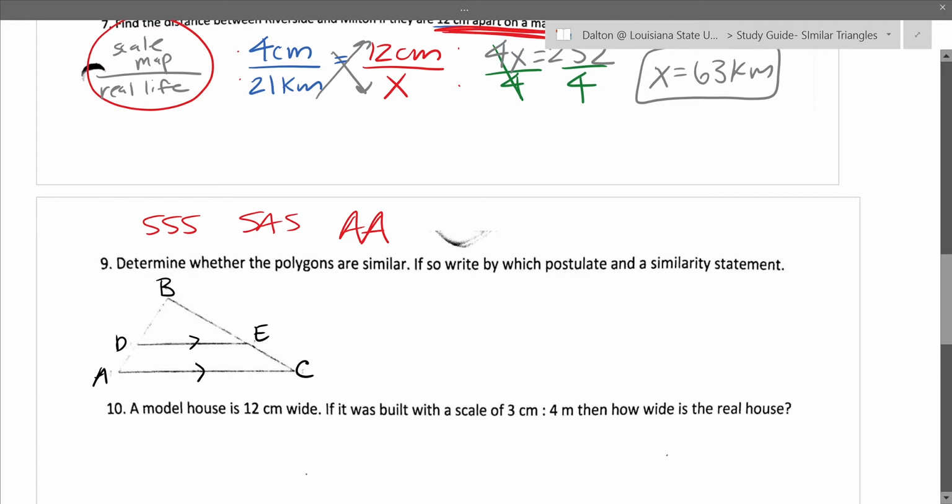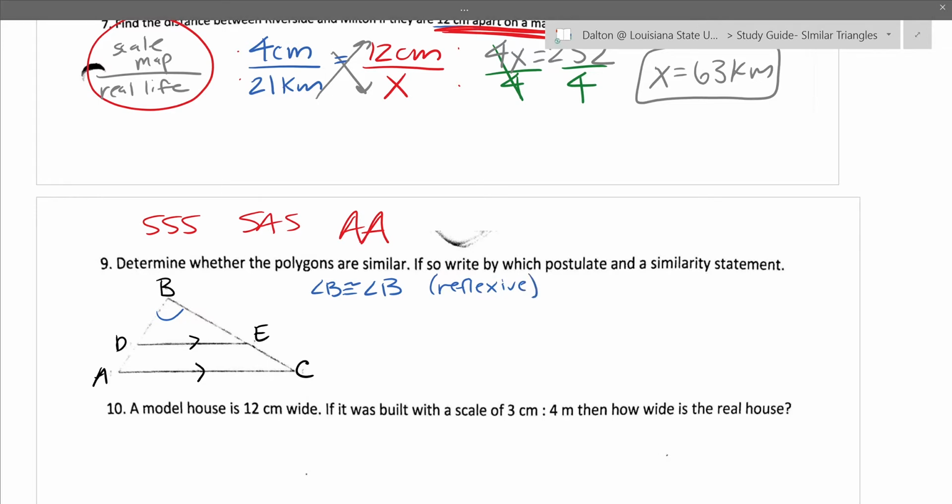So notice I'm given no side lengths. If I'm given no side lengths, then my only shot at this is trying to use angles. So what do I know about angles? Well, hopefully the first thing that you do is say, okay, I know angle B is congruent to angle B. It's shared by the little triangle and the big triangle because of the reflexive property.